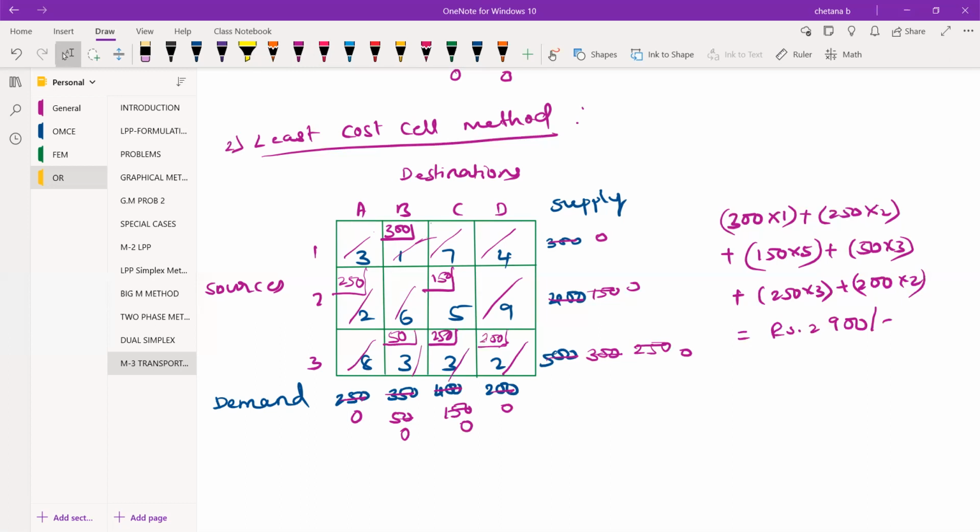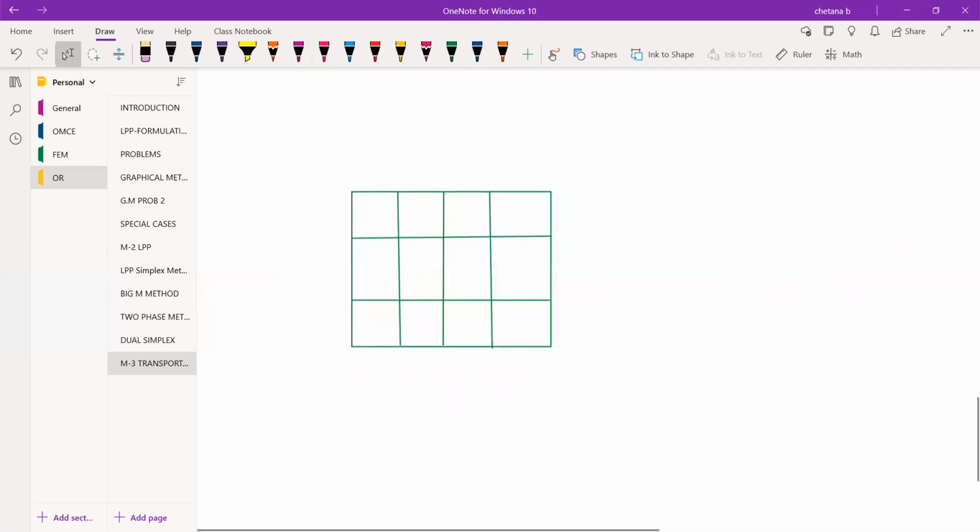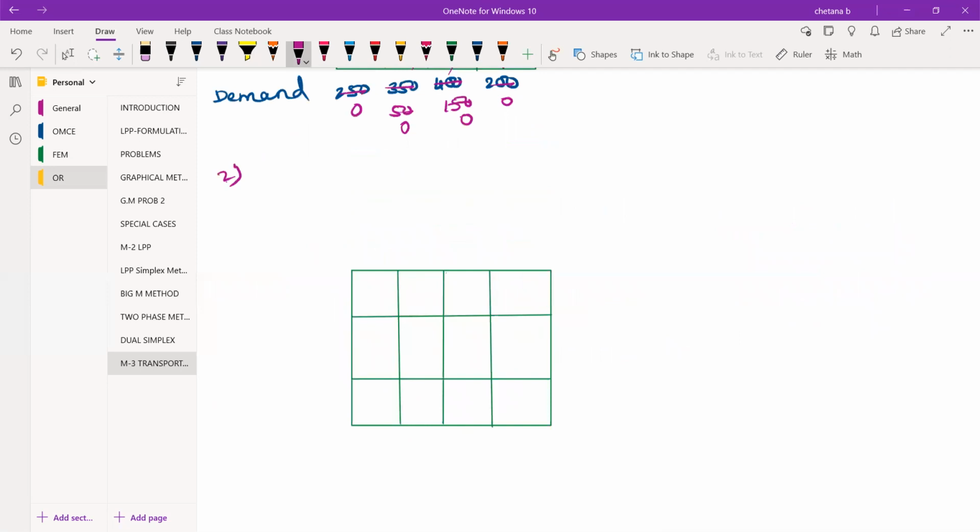Yes, ma'am. Now coming to the last method, VAM method. That is the Vogel's approximation method. This is little, I don't say difficult, but little different. Again, you have 3 sources, 4 destinations.